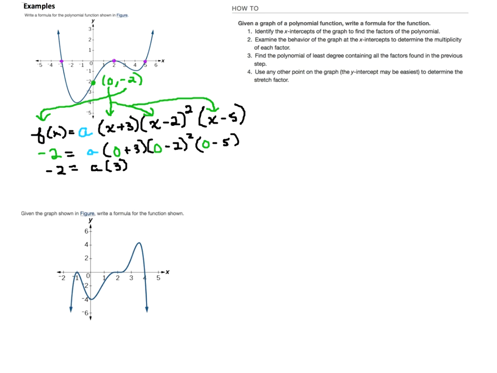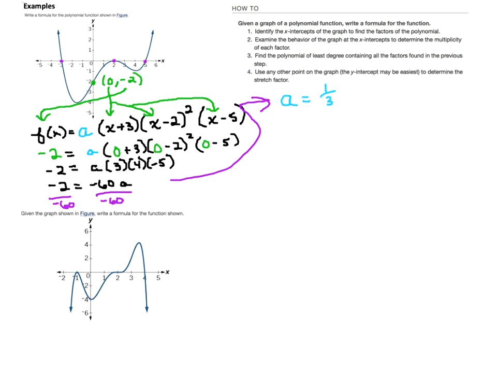Okay, so -2 equals A times 3 times 4 times -5. And 12 times -5 is -60. So -2 equals -60A, and then I divide both sides by -60. So now I know my stretch factor is equal to 1/30. I just divided that common factor of -2 out of both of those, 1/30. So I'm ready to write my polynomial. f(x) equal to 1/30 times (x + 3) times (x - 2)^2 times (x - 5).